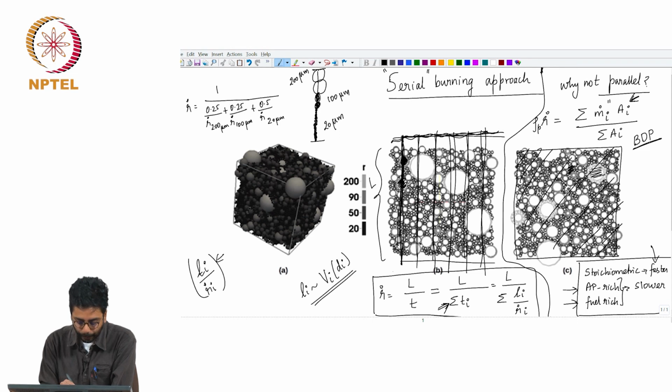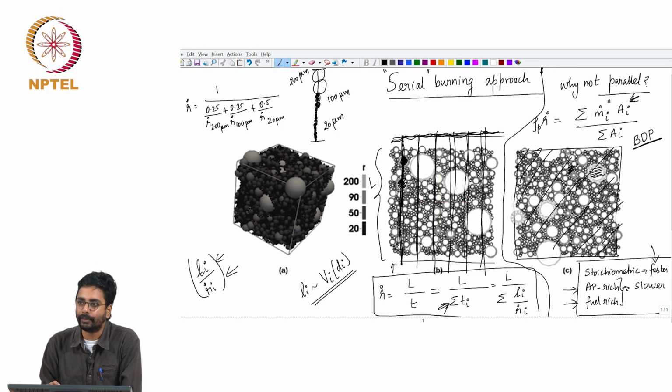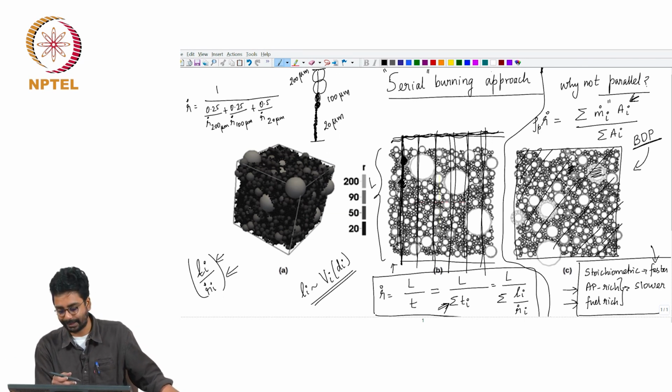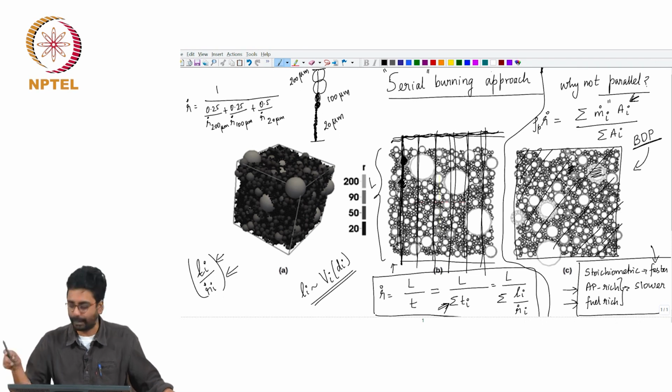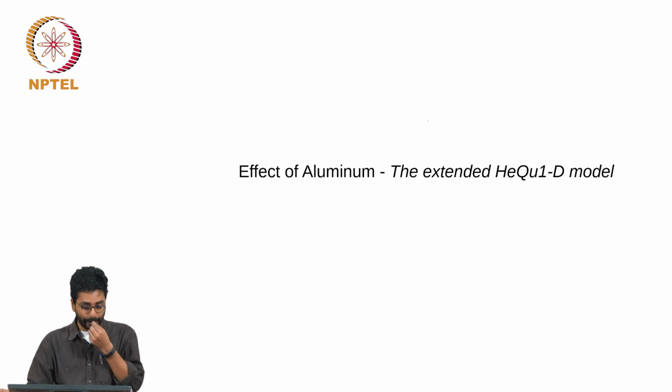So this approach seems to capture this behavior accurately, where the weights are correctly assigned. The weights that are assigned through the time estimates seem to be more appropriate for a realistic situation than the weights based on the surface area. Okay. So this is a quick recap I thought I will give you on why we are adopting the serial burning approach, what serial burning approach is, and why we are not using the parallel burning approach. Okay. So with this, let us move on to the effect of aluminum. Okay, the extension of the heterogeneous quasi 1D model to include effects of aluminum.